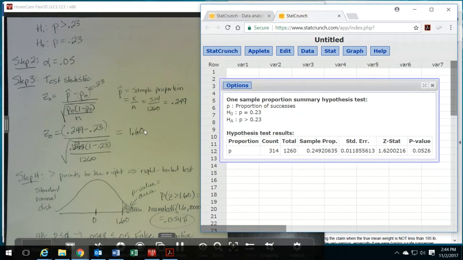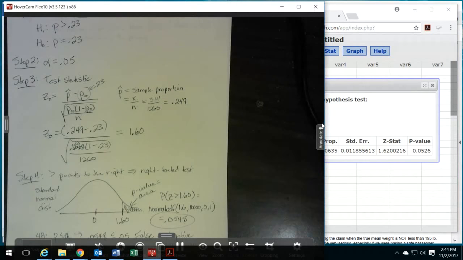That's a little bit different than what mine was. That's probably just because of rounding error, because I did round this one a little bit. And then the p-value that we came up with was 0.0548. Theirs was 0.0526. So again, a little bit of difference, just probably because of the rounding error, because our test statistics were a little bit different.